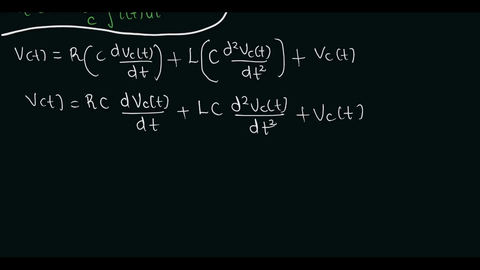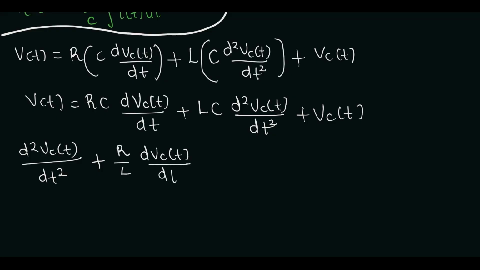So dividing through by LC, you have d squared Vc of t all over your dt squared plus your RC all over LC, that will give you R over L, times dVc of t over dt, plus 1 over LC Vc of t equals also 1 over LC V of t. So this is your final answer.